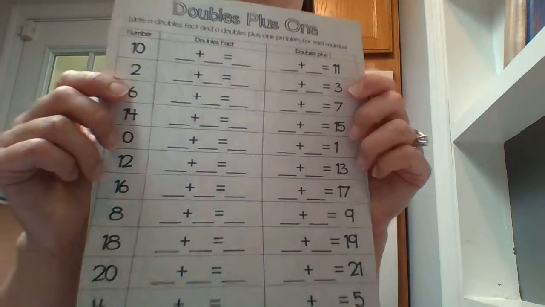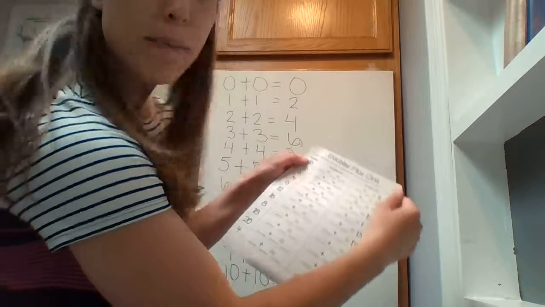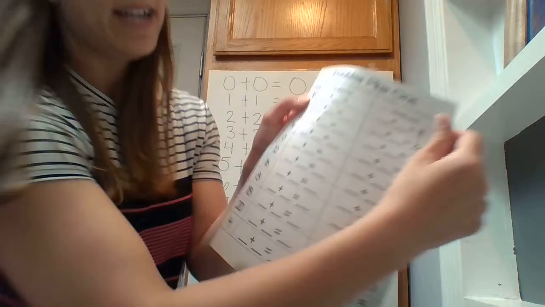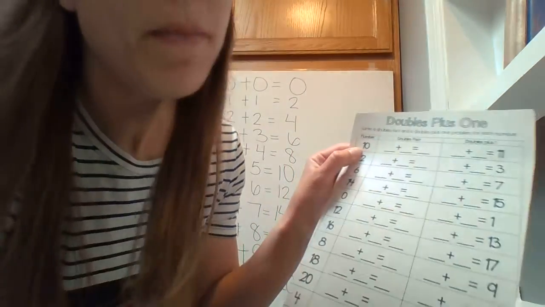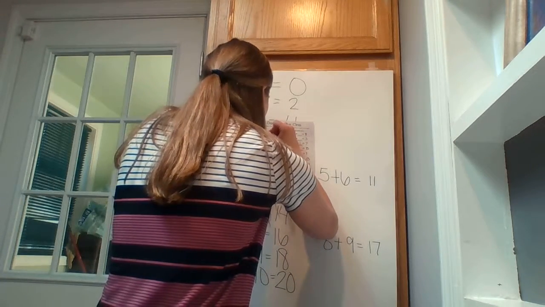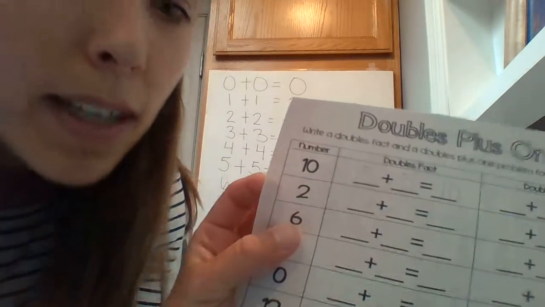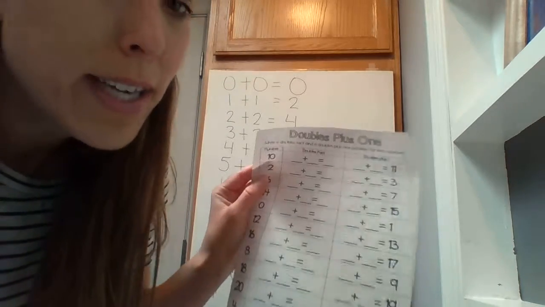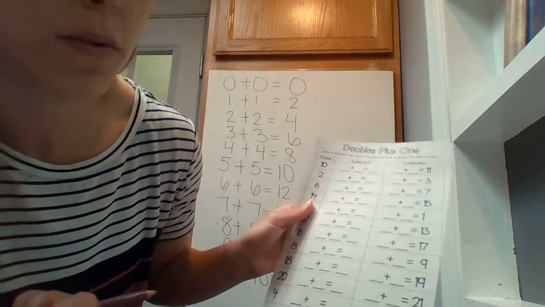Doubles plus 1. So on one side of our worksheet, we would have our number. The first number is 10. And then we know that the answer is going to be 10. What two numbers, when we add them together, will equal 10? So I would write 5 plus 5 equals 10. So then we would move on. Okay, doubles plus 1. We know the answer is 11. What two numbers, when we add together, will equal 11?